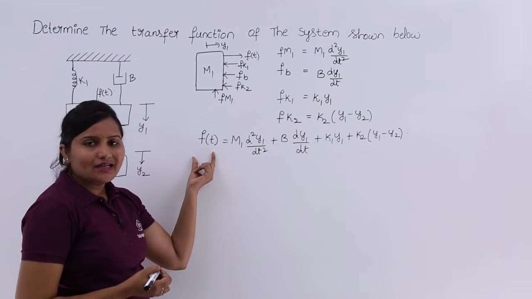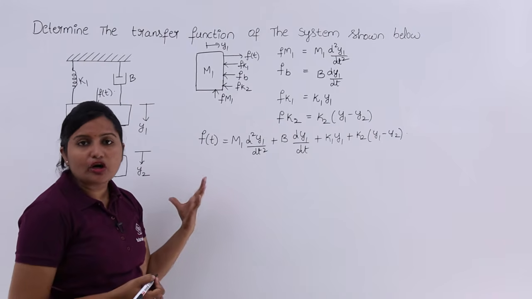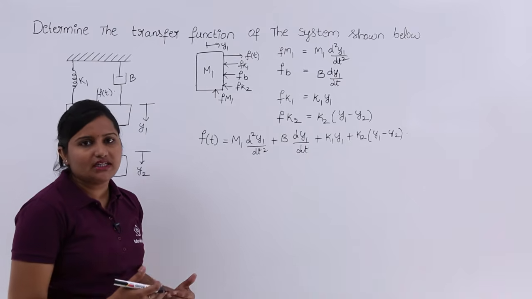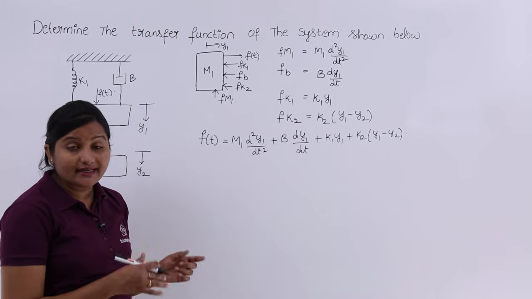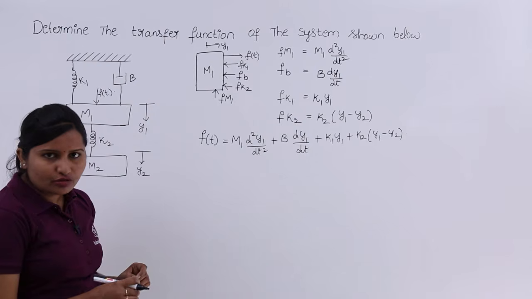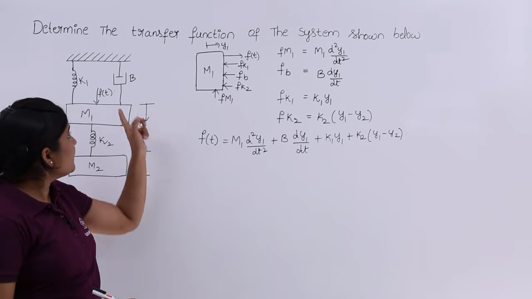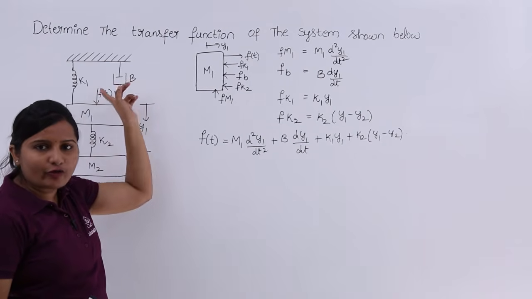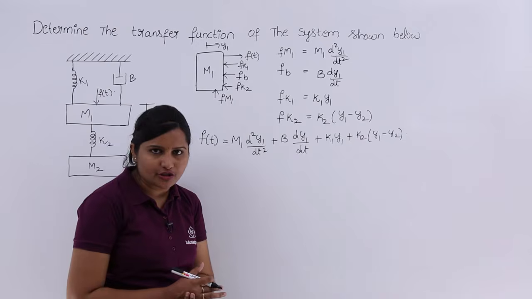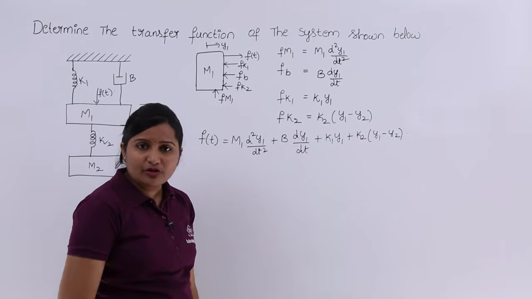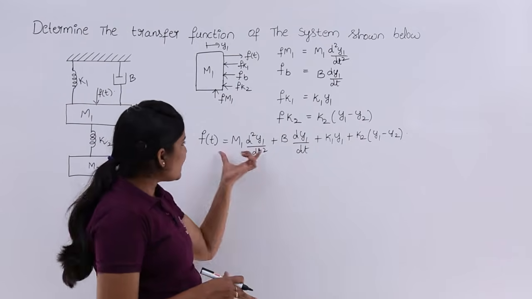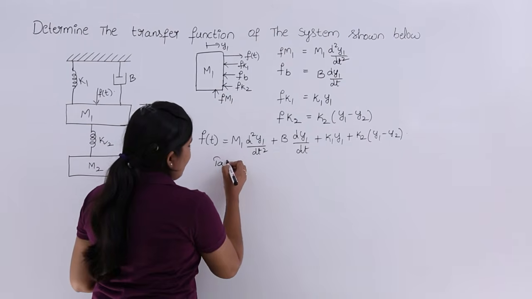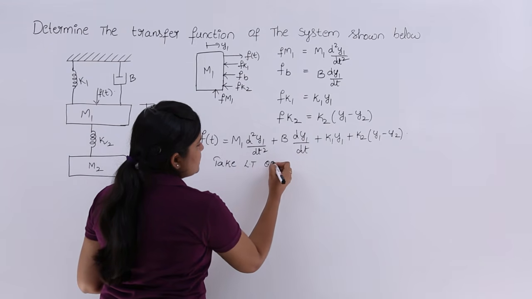Now consider the Laplace transform on both sides. What do we need to do? Here our intention is to derive the transfer function of the system. At the starting point itself, I told you the output is y2 and the input is f of t. So if you have y2 of s by f of s in your hand, that is nothing but the transfer function. Our aim is to derive y2 of s by f of s. So that's why, as I have the equation in the time domain, take the Laplace transform on both sides.